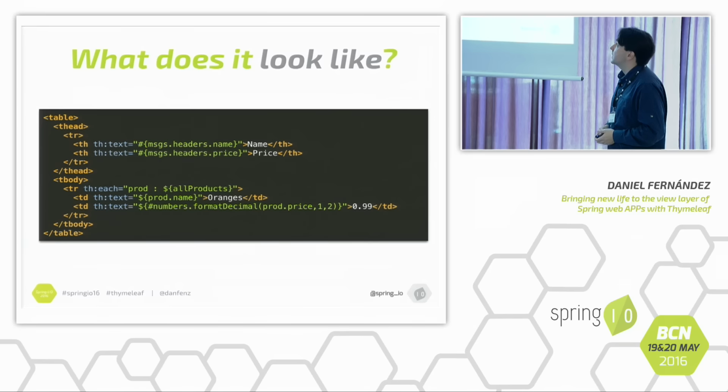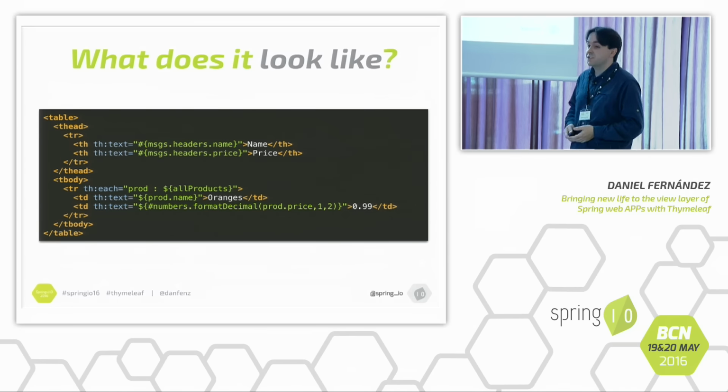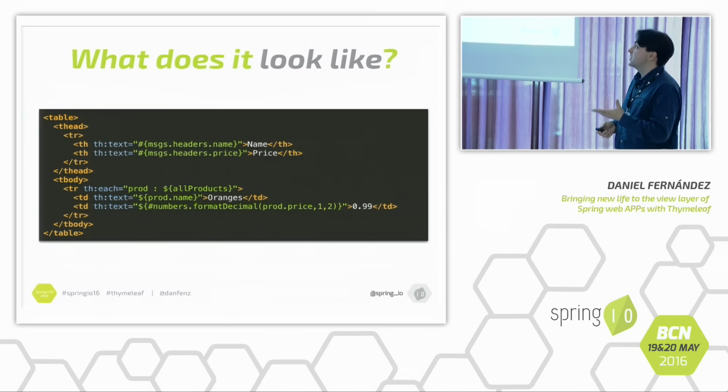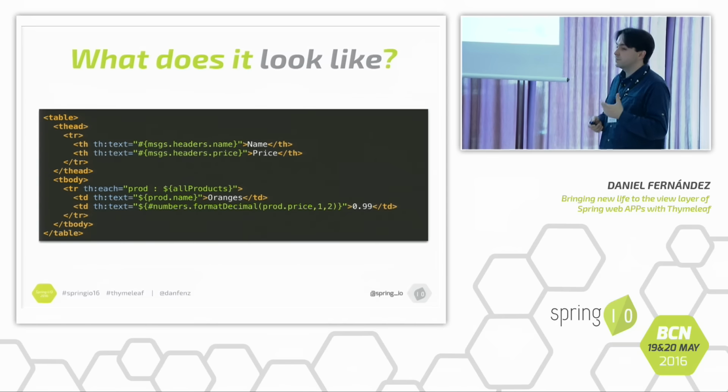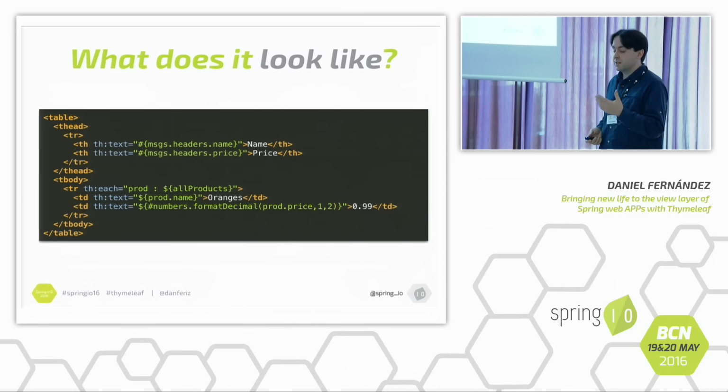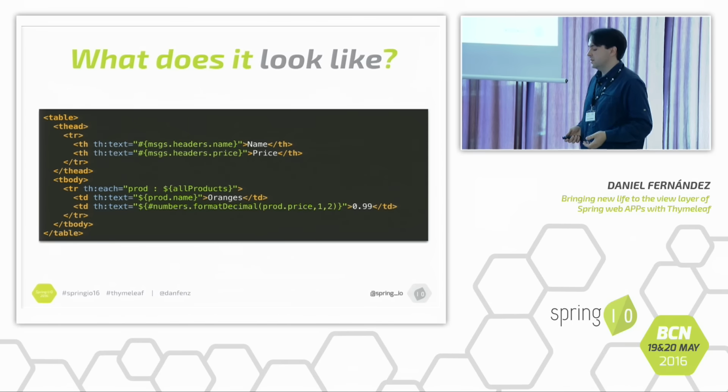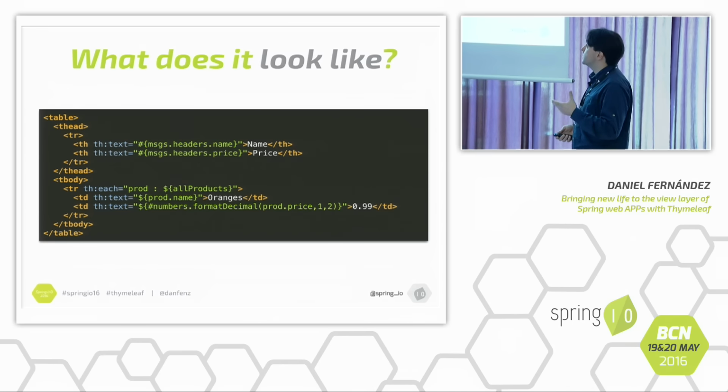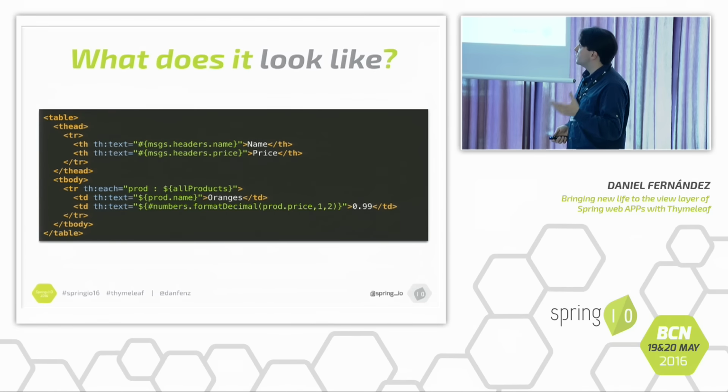So what does it look like? Well, it looks basically like that when you are processing HTML. What you see there is a piece of HTML that looks pretty standard in the sense that it has a table, some rows, a header. You see some text there. For example, for the headers, you see name and price. For the text, oranges and the price for them.